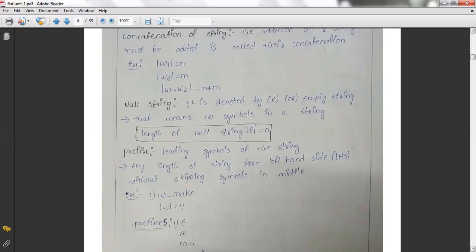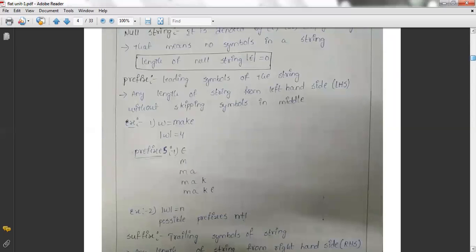So in this particular prefix, whenever you are going to calculate the prefixes of that particular string, say W is equal to MAKE, the length of the string is 4. So the prefixes will be: the first thing is epsilon. We are always going to mention epsilon. Okay. So epsilon, and the first prefix will be M, the next prefix will be MA, the next prefix will be MAK, and the next prefix will be MAKE.